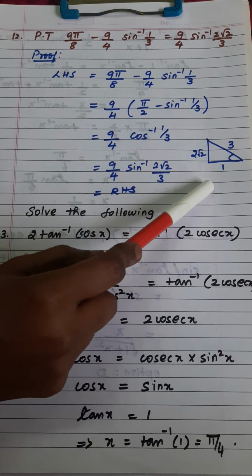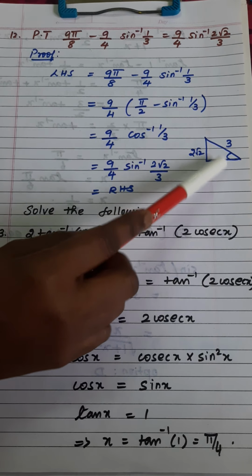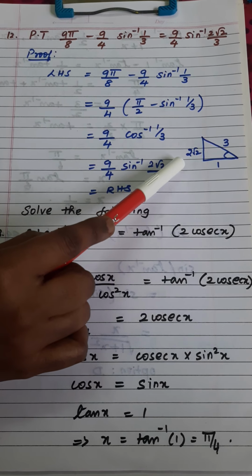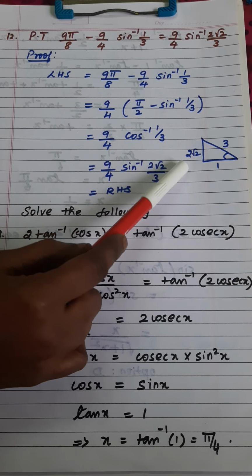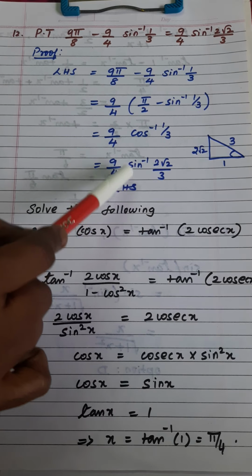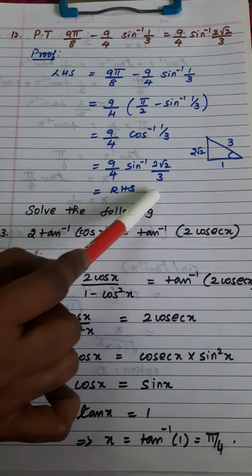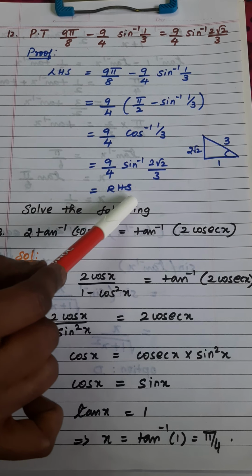In the right angle triangle, cos is adjacent by hypotenuse. So 1 by 3. So the opposite side is 2 root 2, by using the Pythagoras property. Now we can convert cos inverse into sin inverse. Sin inverse of opposite by hypotenuse, 2 root 2 by 3. That is the required RHS.